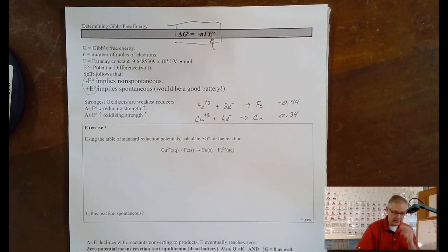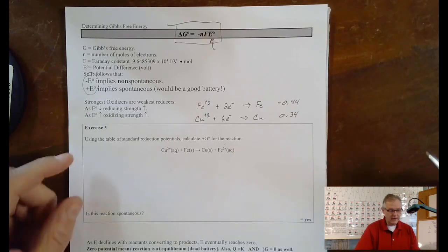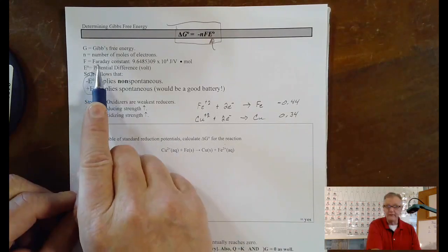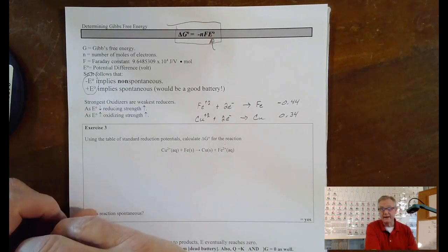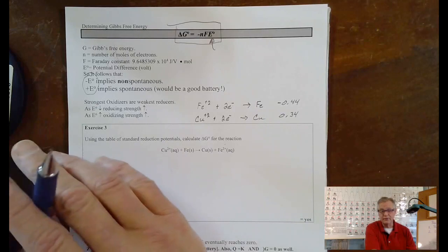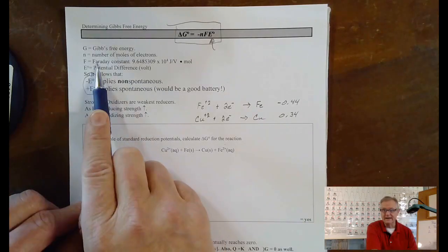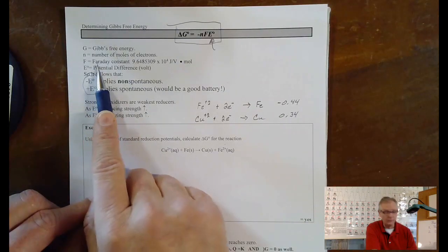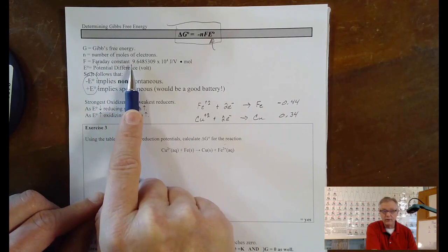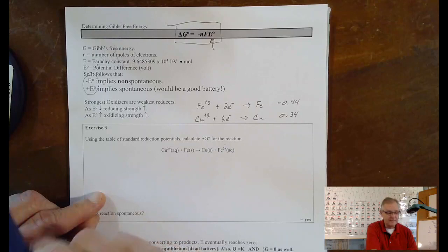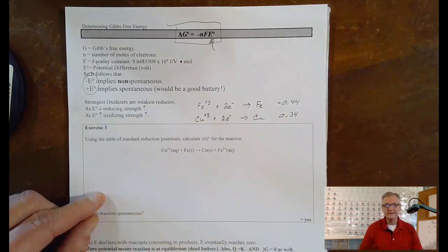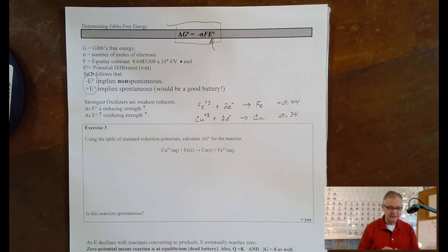What is F and what is n? Well, F is Faraday's constant, and in our resource packet, the AP resource packet found on our resources, it does have this listed. So that'll always be available for you. It's 9.65 times 10 to the 4th. And then what is n? The n is going to be the number of moles of electrons in your balanced equation.